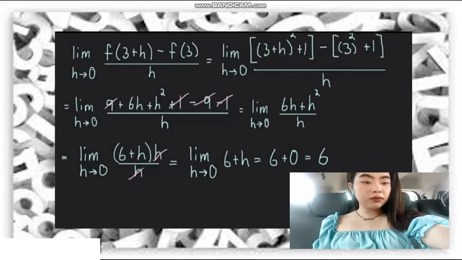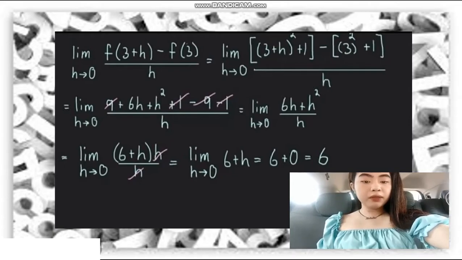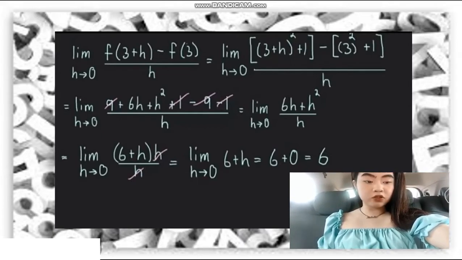This is going to be the limit as h approaches 0. Let's expand it. It's going to be 9 plus 6h plus h squared plus 1. So that's the first bit here. Minus 9 minus 1, divided by h. All I did is expand this term, and I distributed this negative sign. We are going to cancel: we have plus 1 and a minus 1, plus 9 and a minus 9. And now let me just rewrite this, just so we can see what we're left with. We're left with 6h plus h squared divided by h.